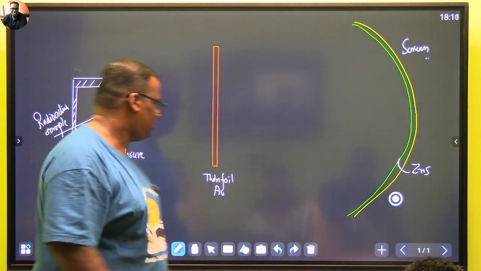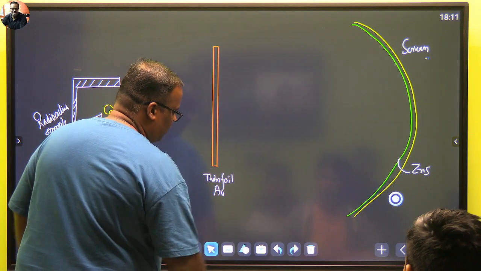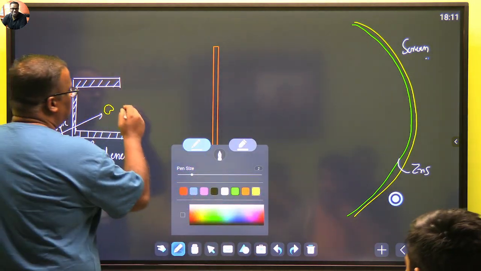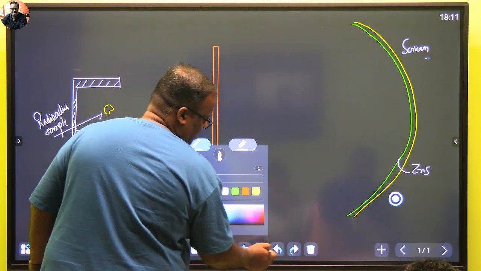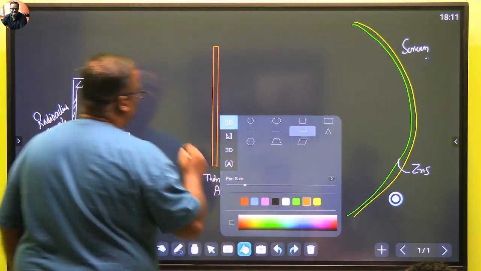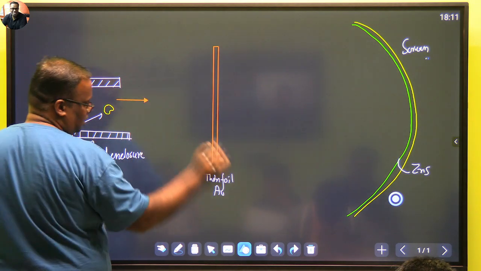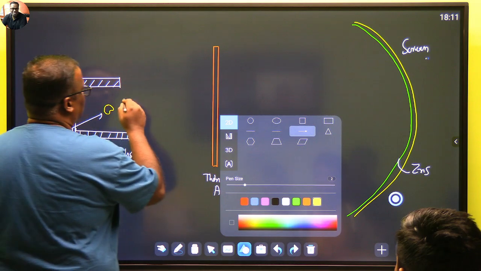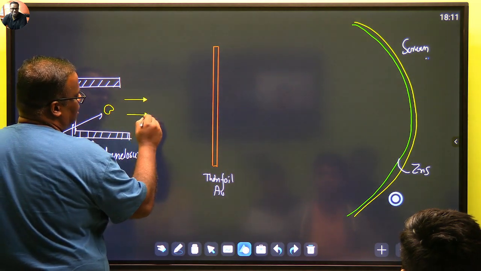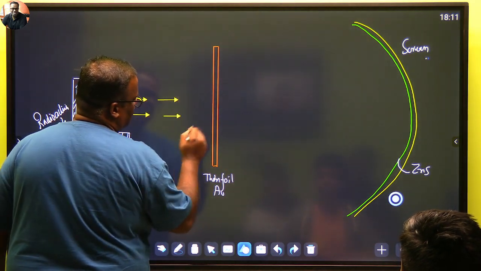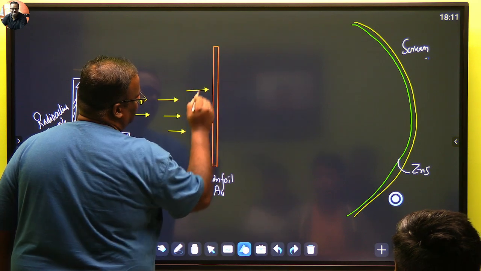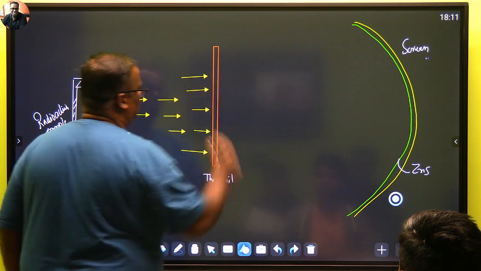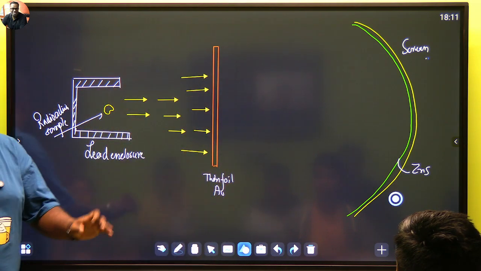Now, what did our friend do? Our friend started bombarding this with alpha particles. This is called bombarding with alpha particles. Alpha particles got emitted and started bombarding them. These are our alpha particles. All these alpha particles went and went and went and hit the gold foil. This is the experiment, the Geiger-Marsden setup.